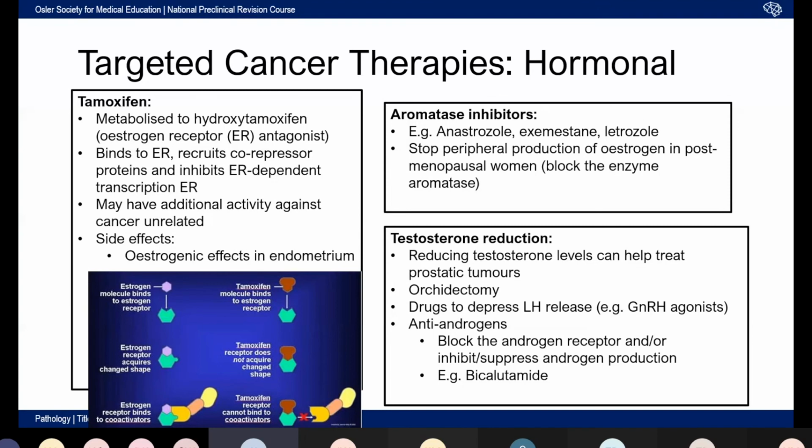There's also aromatase inhibitors. So these stop the peripheral production of estrogen, but they can't stop the ovaries from making estrogen, which is why they're mainly used to treat postmenopausal women. But they're much more effective for treating postmenopausal women than tamoxifen is. And then testosterone reduction is a useful treatment in treating prostatic tumors. So reducing testosterone levels can help treat these, and this could be done by an orchidectomy, using drugs to depress LH release, so GnRH agonists, or by using anti-androgens. So anti-androgens can work by blocking the androgen receptor or inhibiting or suppressing androgen production.